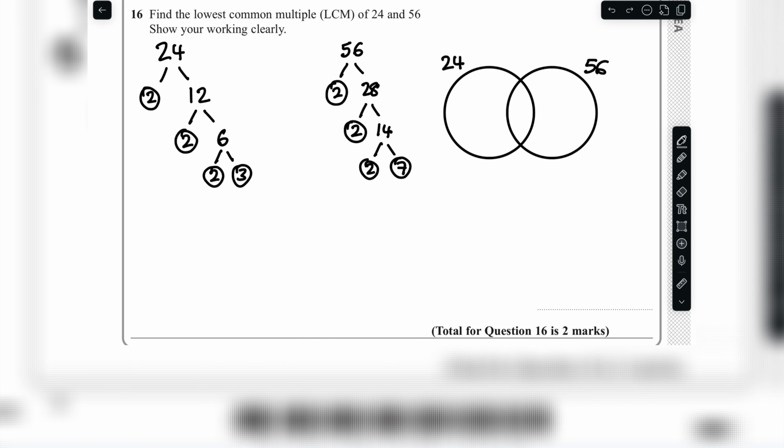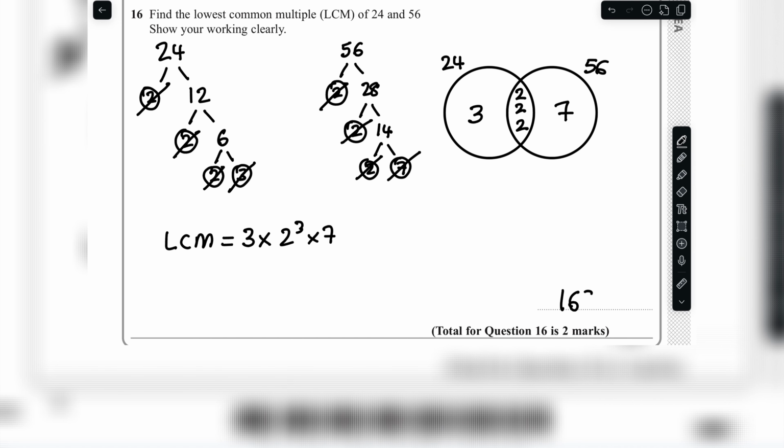And if we put these into a Venn diagram, we can put the number 2 in the middle, and I want to cancel that from both trees. We can put the number 2 again, and I can cancel that from both trees. And finally the number 2 again, and I'll cancel that from both trees. So on the left we have 3, which belongs to 24, and on the right we have 7. And the lowest common multiple can simply be obtained by multiplying all the numbers in our Venn diagram. So 3 times 2 cubed times 7. And when you put that into your calculator, you get an answer of 168.